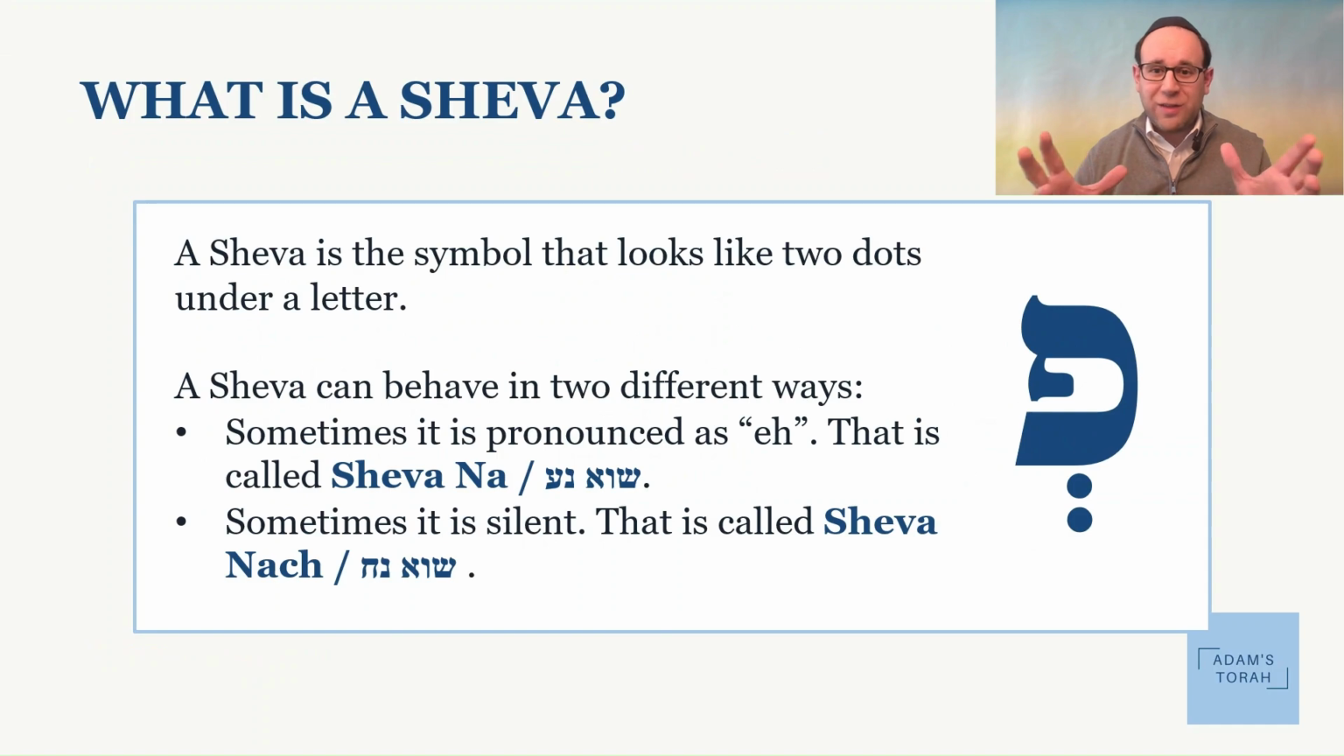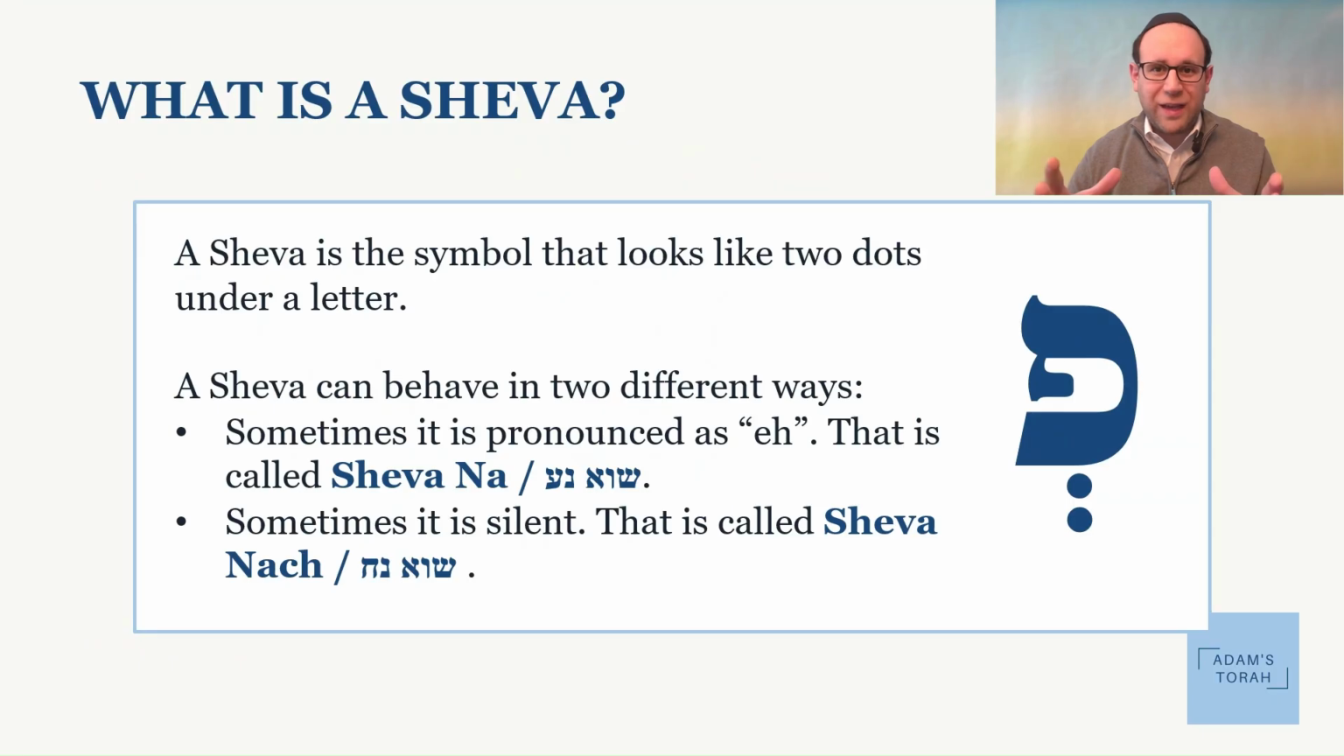So first, let's talk about this Sheva. These two dots actually represent two different sounds. Sometimes it will be pronounced as she, or in this example with the letter fe, it would be pronounced as fe. And sometimes it's silent and it closes the consonant, where it would be sh or f. How do you know? Well, that's the purpose of this series.